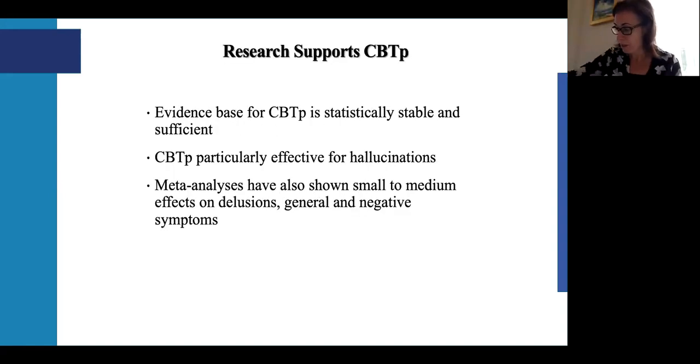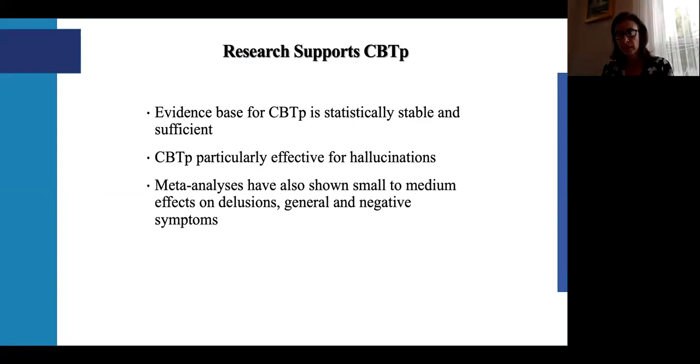So the evidence base for CBTp, we're not going to go into it in a huge way, but the most recent meta-analysis really shows that there is a pretty statistically stable evidence base at this point for cognitive behavioral therapy for psychosis. It seems a little more effective for hallucinations than for delusions, actually, but we see small to medium effect sizes on delusions, general, and negative symptoms, even when negative symptoms aren't actually being targeted, which is really interesting. So it seems to have broad spectrum effects.